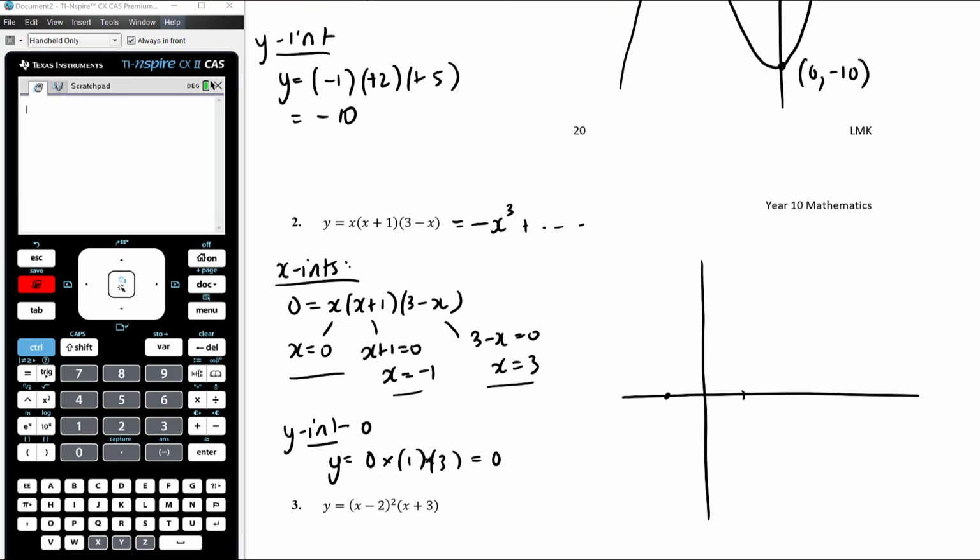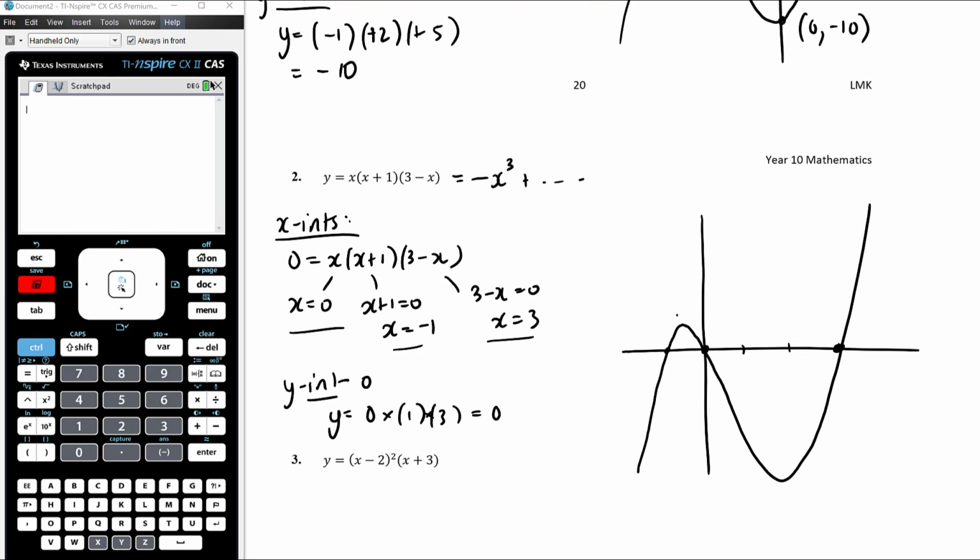-1, 1, 2, 3. So we know -1, 0, and 3. So again, your turning points are not going to be symmetric about the x-axis. So this is going to be a much shorter one because it's got to turn around much more quickly to get back here. This is going to be much further away. Okay. Again, you don't know where they are, but just try and get that nice smooth cubic shape happening through there.